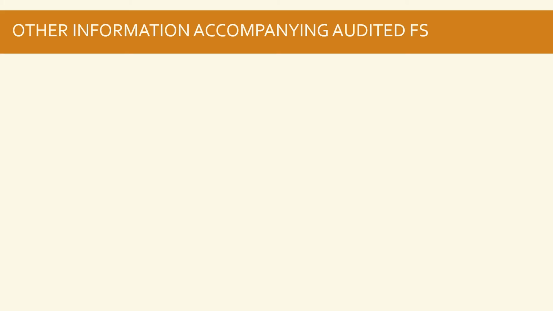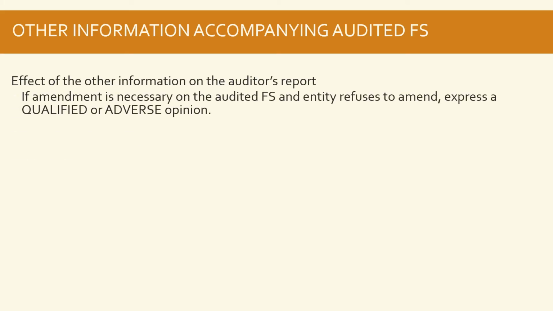So, in instances whereby the auditor has determined that amendment is necessary on the audited FS, meaning to say the fault is in the FS. The FS contains the misstatement, the other information is correct. The auditor must then approach management and request management to amend the financial statements. If management amends the financial statements, then there will be no problem. However, if management refuses to amend, the auditor must modify his opinion by expressing either a qualified or an adverse opinion.